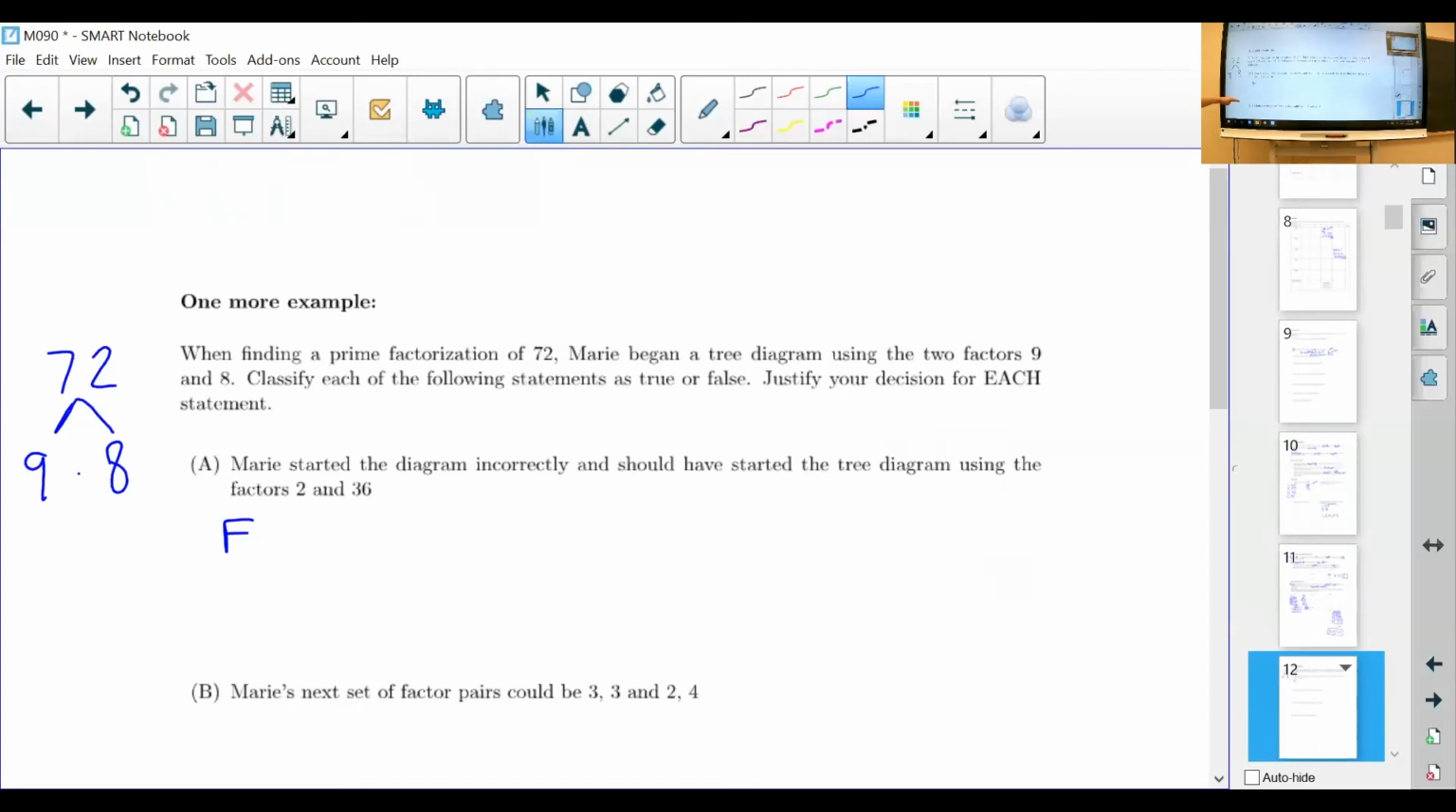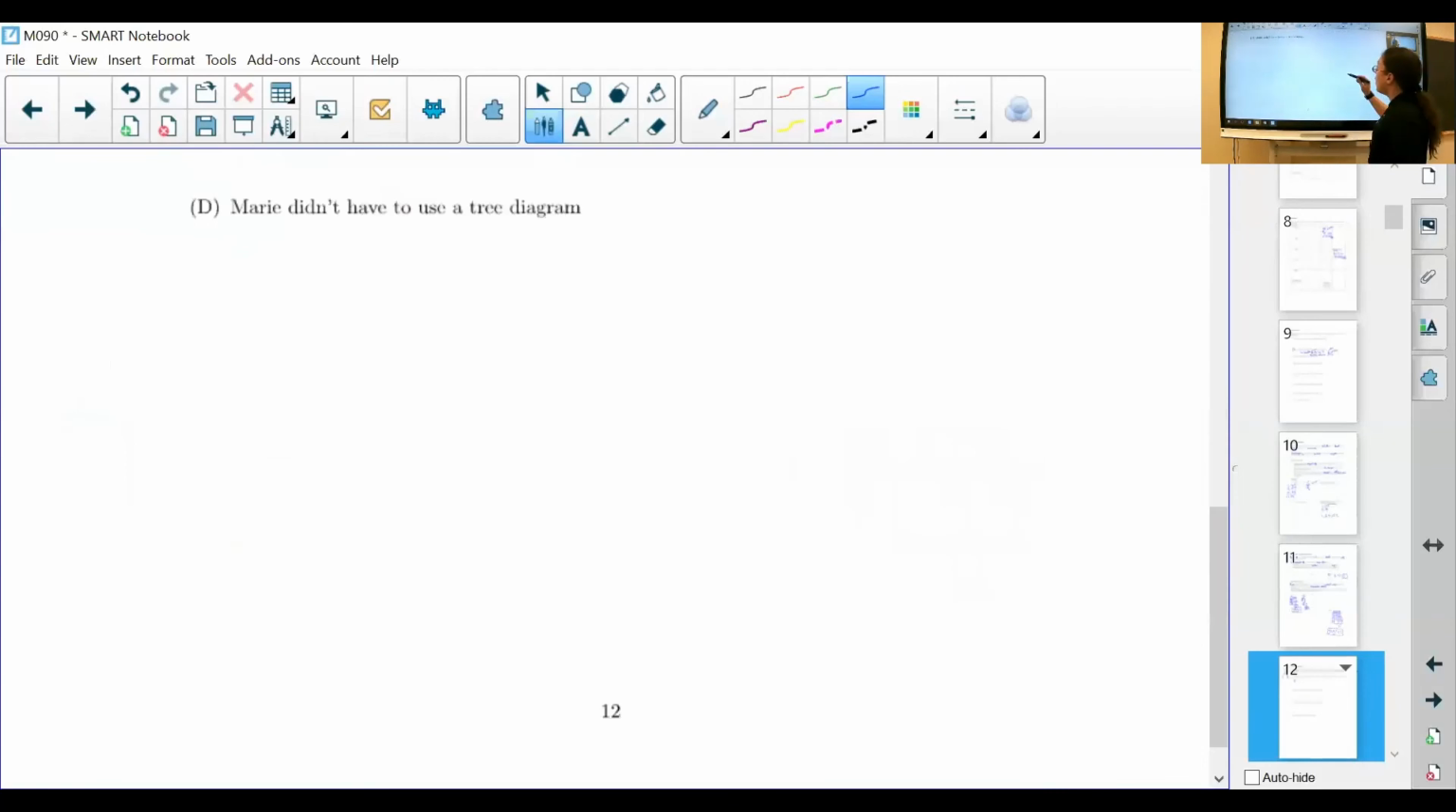Similarly, we're looking at her next set of factor pairs and another next set of factor pairs, and saying she didn't have to use a tree diagram. So which of those are true? Which of those are false? And that's pages 11 and 12.